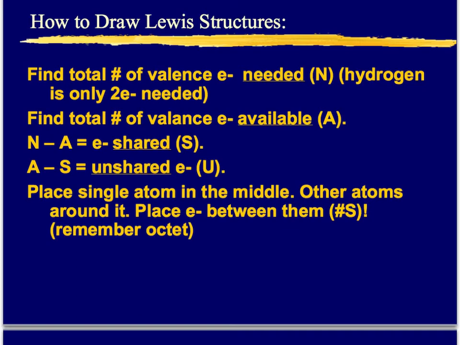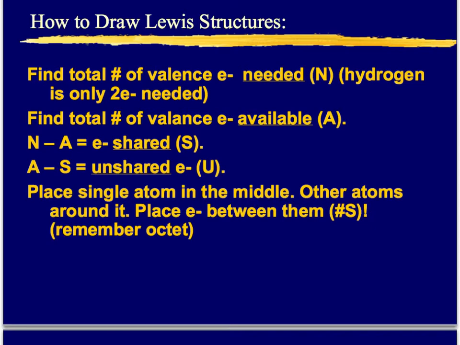The next thing we're going to look at is the number of shared electrons that we're going to find in the compound. We determine the number shared by taking the needed minus the available, and that will give us our shared. S stands for shared. And then the last thing we need to do is find out how many electrons are going to be unshared, and that stands for U, unshared. We take the available minus the shared to figure this number out.